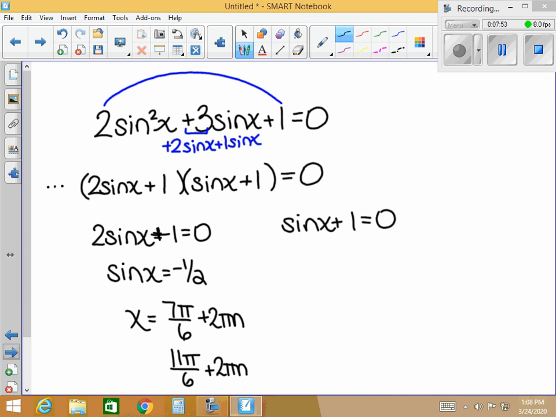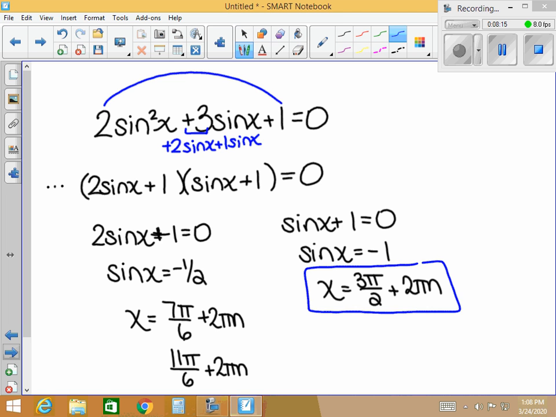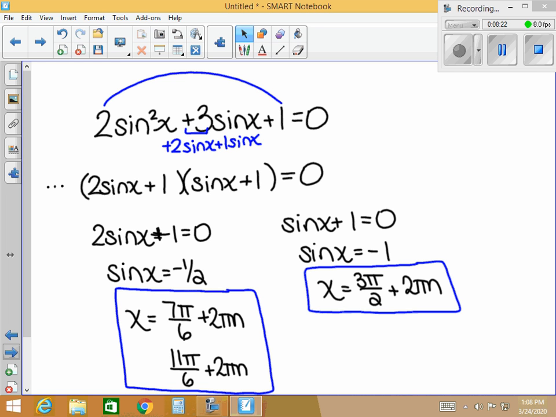If we set the other factor equal to 0, this has fewer solutions, still an infinite number, but fewer on the list. The sine function is negative 1 at 3 pi over 2. Again, because of the period, we can add or subtract any multiple of 2 pi to that 3 pi over 2 and get more solutions. So lots and lots of solutions to this equation.